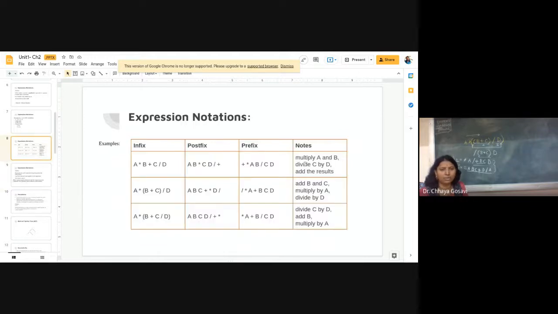This is the output for expression notation: infix, postfix, and prefix. Why are we learning this? Many languages support different types of expression notations. We have seen C, C++, Java, they are using infix notation, but functional programming languages use prefix notation like Lisp. Some languages also support postfix notations. And there are few languages which support mixed notation.